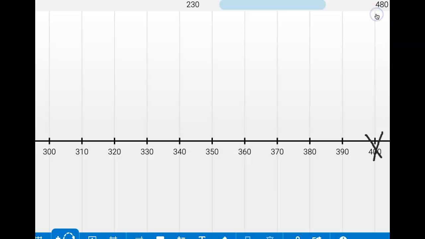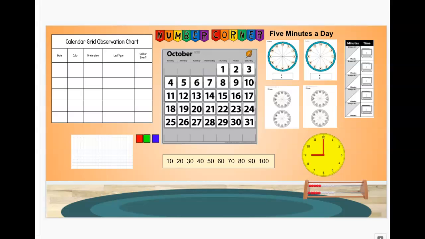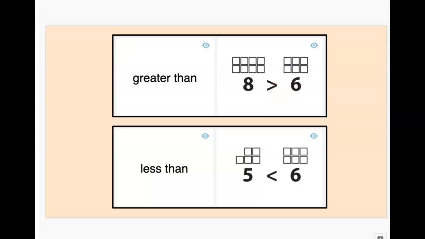When we play Guess My Number today, I'm going to be giving you some clues. You're going to use these clues to think, what number is she hiding? Let's go ahead and look at some reminders that will help us with this game. Remember, we're using our greater than and less than symbols.